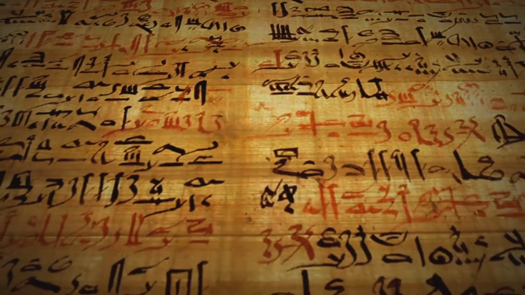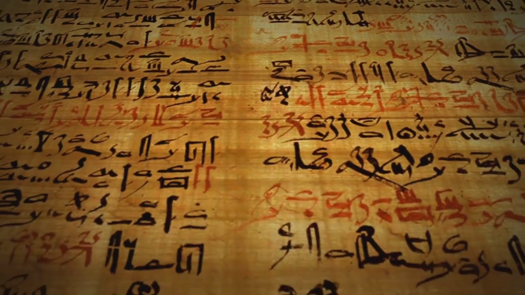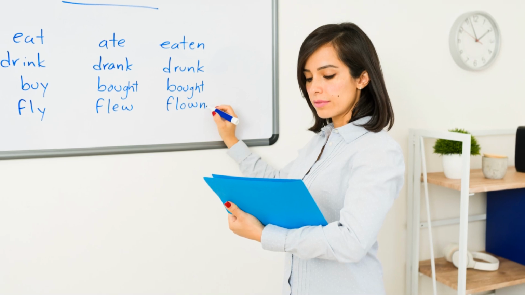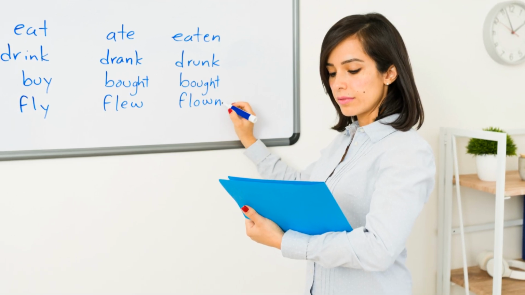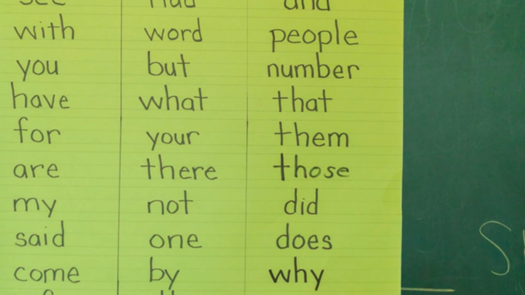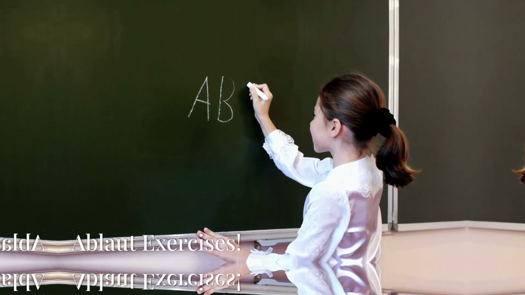One of the coolest things about Ablaut is that it gives us a peek into how languages evolve. For instance, English mostly regularized its verbs by adding ed to the past tense. But strong verbs with Ablaut patterns like sing, sang, sung have stuck around. So by studying Ablaut, you get a little glimpse of history embedded in our everyday words.